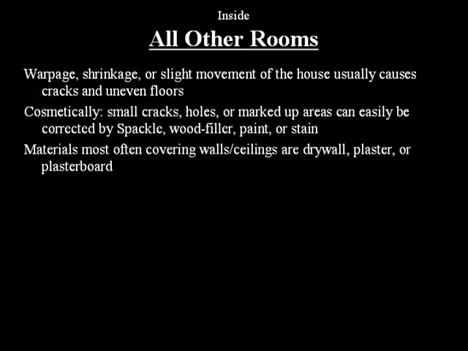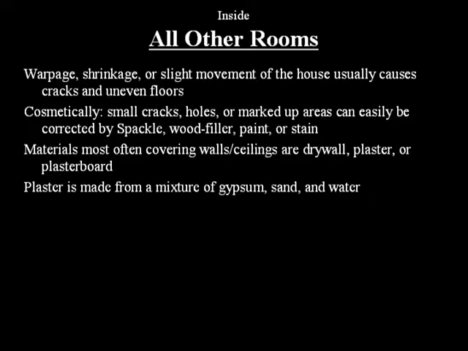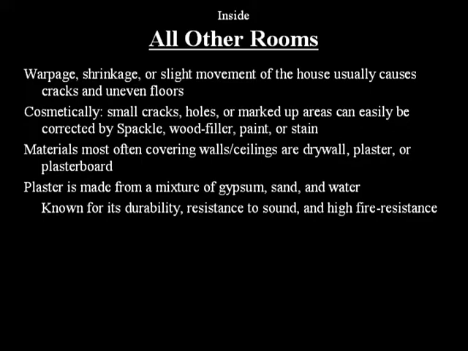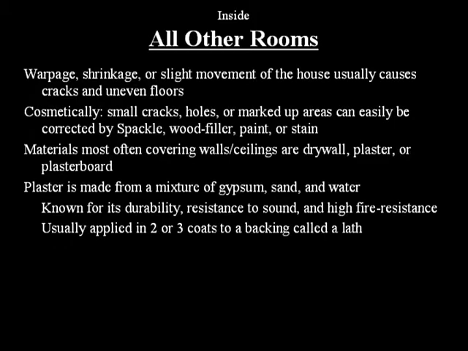The materials most often covering walls and ceilings are drywall, plaster, and plasterboard. Plaster is usually made from a mixture of a common mineral called gypsum, sand, and water. It is known for its durability, resistance to sound, and high fire resistance. It is usually applied in 2 or 3 coats to a backing called a lath.